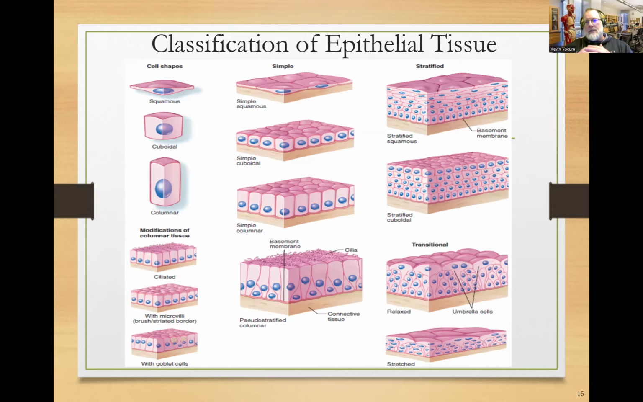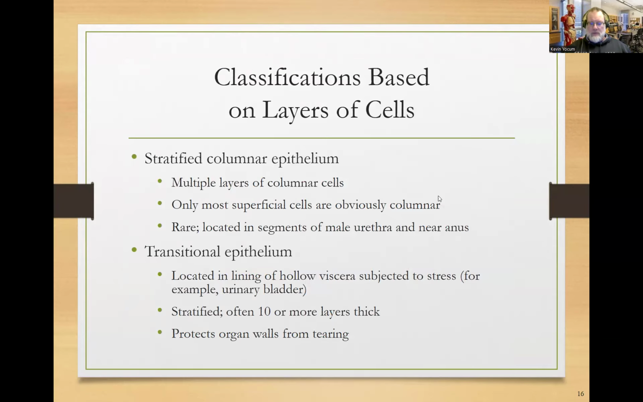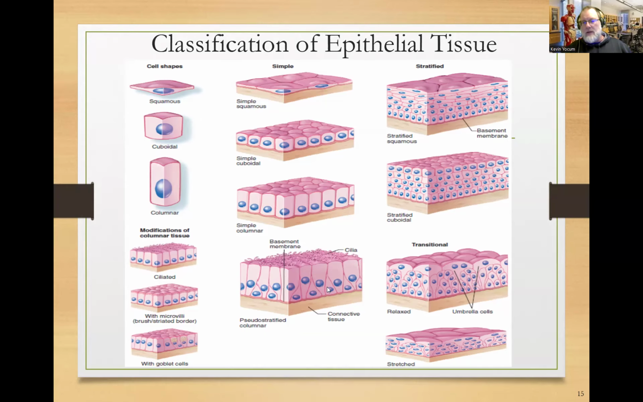So, like the epidermis of the skin, that might be something where we would see thicker, more layers. Stratified squamous would be many layers of flat cells. Stratified cuboidal would be many layers of cube cells. We don't really find stratified columnar. We don't really have that. We have pseudostratified columnar. Then lastly, we do see something called transitional epithelium.